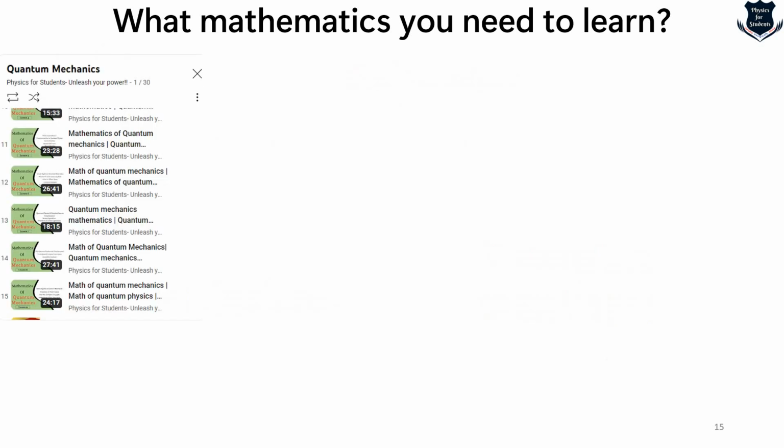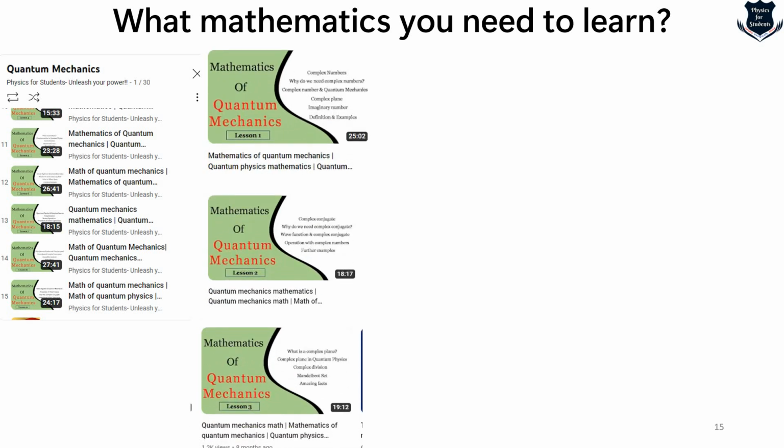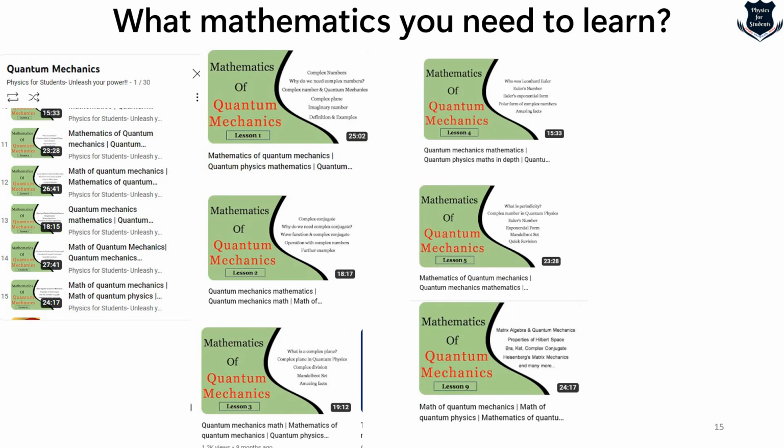Now, what I would like to show you is this playlist of mine, quantum mechanics, around 20 videos, which covers almost all the mathematics that is required. Here you can see I have started with complex numbers, complex plane, imaginary number, then I have come to complex conjugate, further examples, 1, 2, 3, and so on. All this you can find in my playlist of physics for students in quantum mechanics, and you can see these are quite a lot of videos.